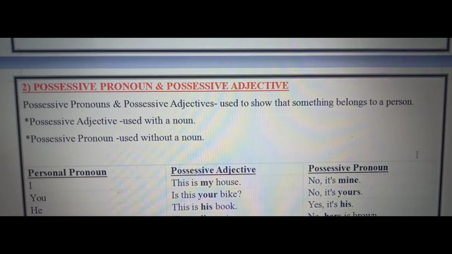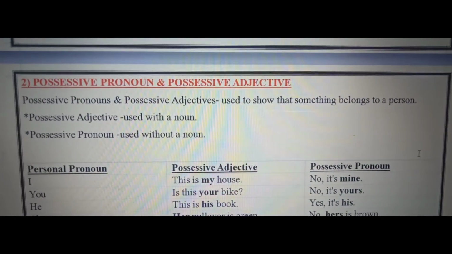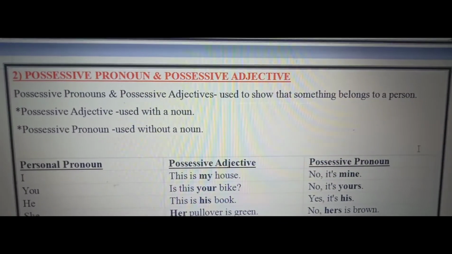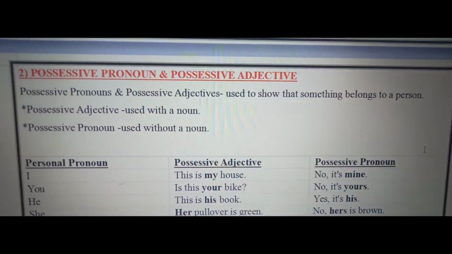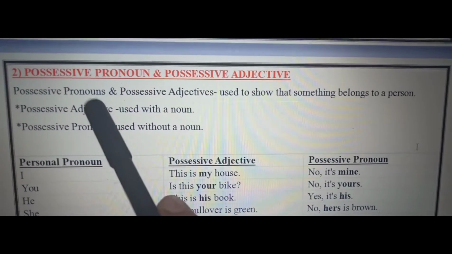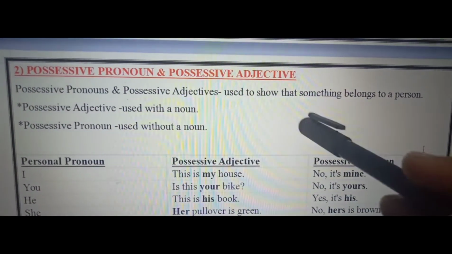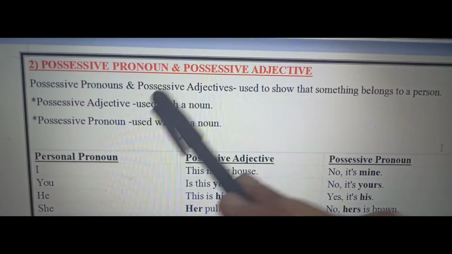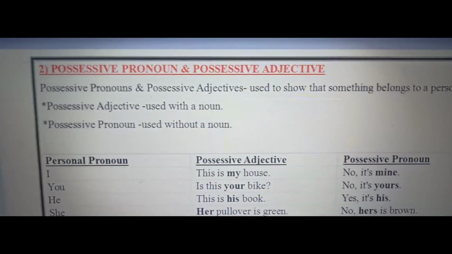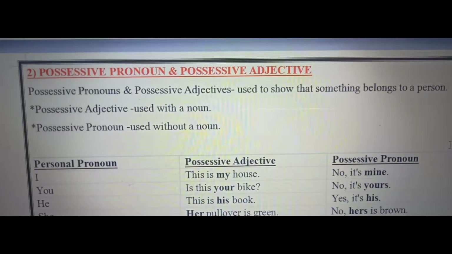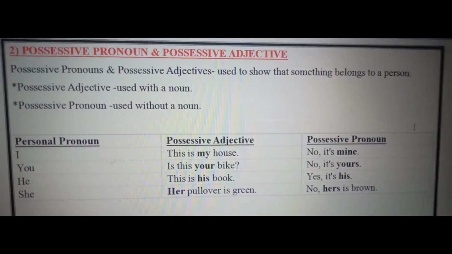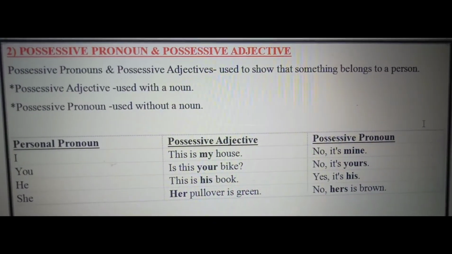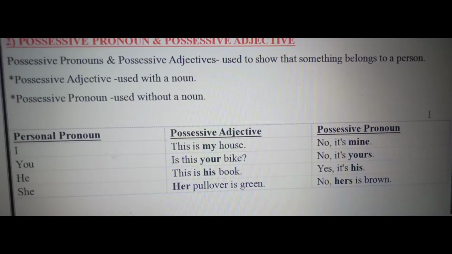Let's study the second type of pronoun now, which is the possessive pronoun. Here we are going to study possessive pronoun and possessive adjective also. Possessive pronouns and possessive adjectives both are used to show that something belongs to a person. Basically they show possession, ownership, belonging. Now let's understand the difference between possessive adjective and possessive pronoun. As I told you, both are used to show belonging, the ownership.